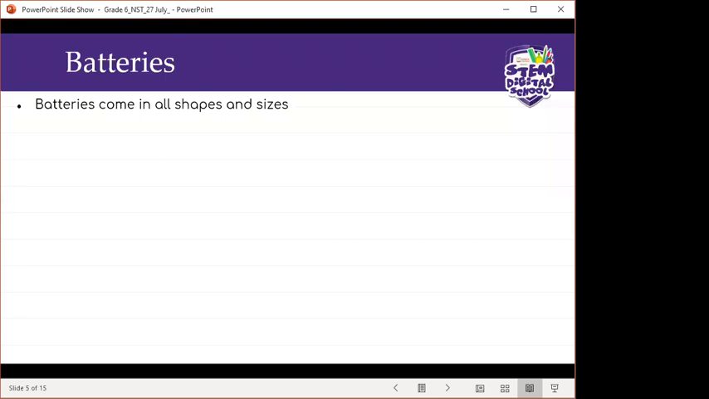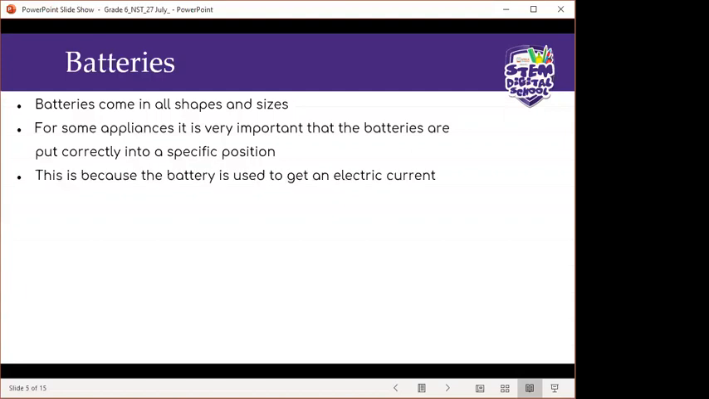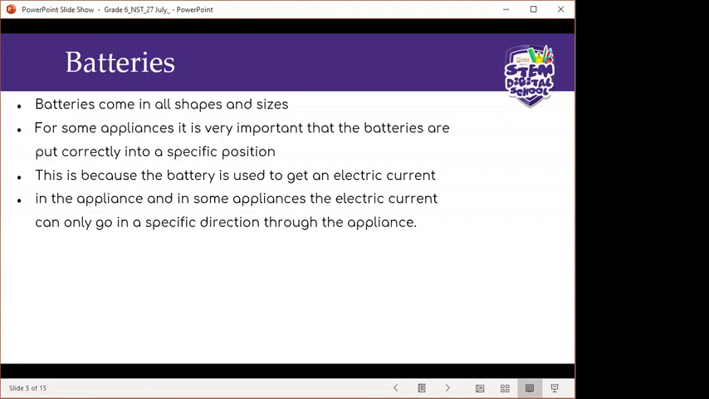Okay, so batteries come in all shapes and sizes. For some appliances, it is very important that the batteries are put correctly into a specific position, right? That is in order to get the current to flow properly. And remember, we said that current moves from the positive end to the negative end. This is because the battery is used to get an electrical current or an electrical charge, as other textbooks may put it. And in some appliances, the electrical current can only go in a specific direction through the appliance.